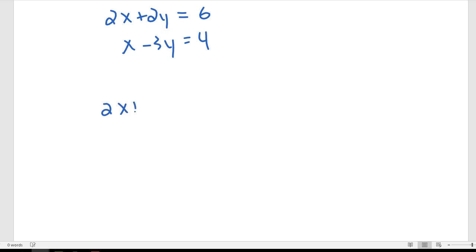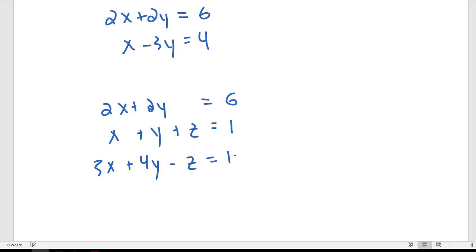So let's say we have 2x plus 2y equals 6. Let's say then we have x plus y plus z equals 1. And let's say we have 3x plus 4y minus z equals 13.